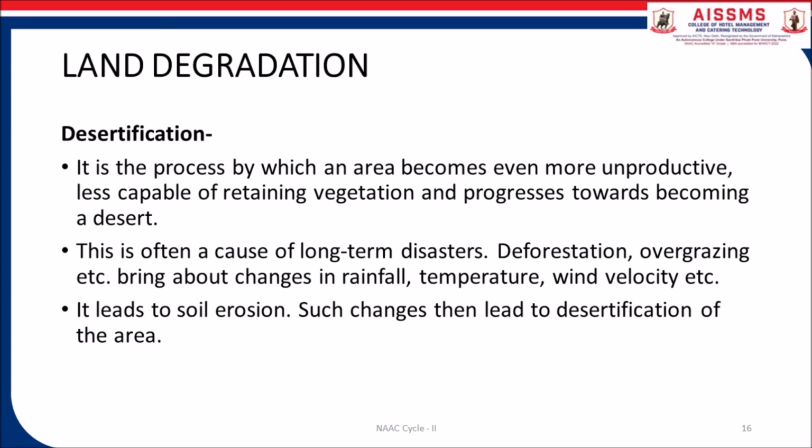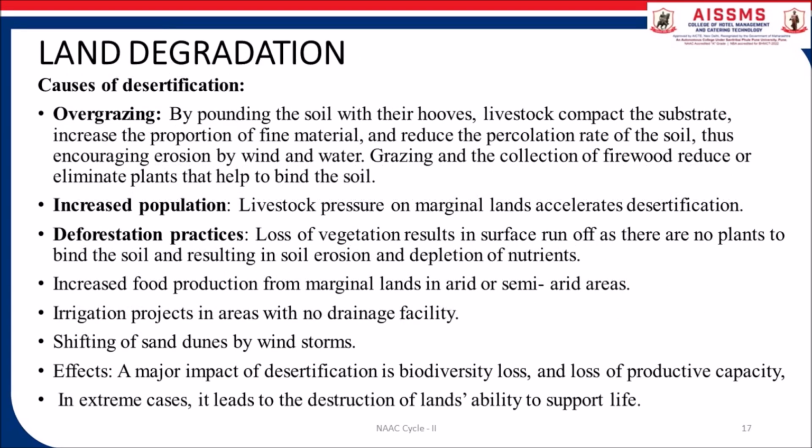Let us understand what are the causes of desertification. First one, overgrazing. By pounding the soil with their hooves, livestock compact the subsoil, increase the proportion of fine material and reduce the percolation rate of the soil, thus encouraging erosion by wind and water. Grazing and the collection of firewood reduce or eliminate plants that help to bind the soil.